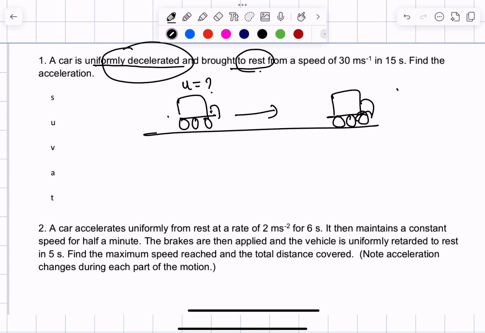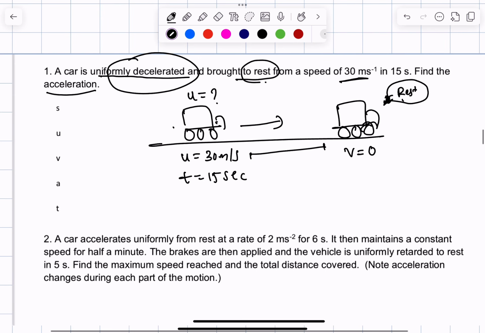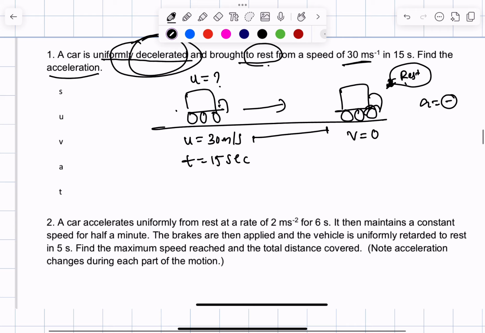Now the car is resting, and we know that the final velocity is 0. Since the car is resting, that is the reason v is 0. And u is given as 30 meter per second. So I can write u is 30 meter per second, and the total time in which it came to rest was 15 seconds. They have asked us the acceleration. And since this was deaccelerated, the acceleration should be negative.